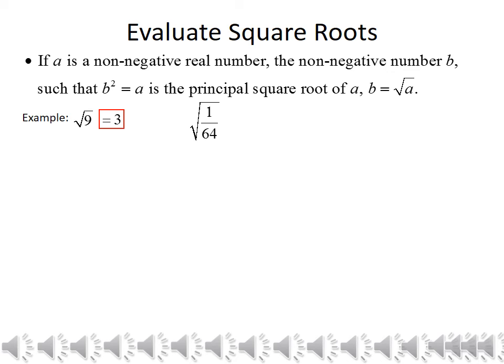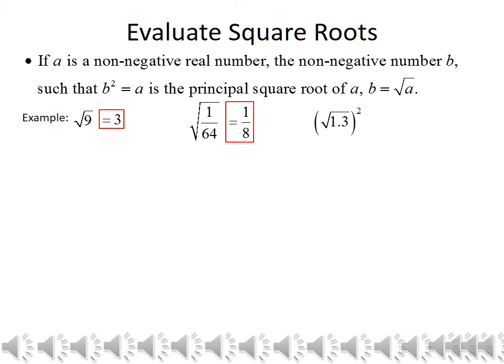What number squared would give us 1, and what number squared would give us 64? And again, that would give us 1 over 8, since 1 squared is 1 and 8 squared is 64. So the square root of 1 over 64 is 1 over 8.